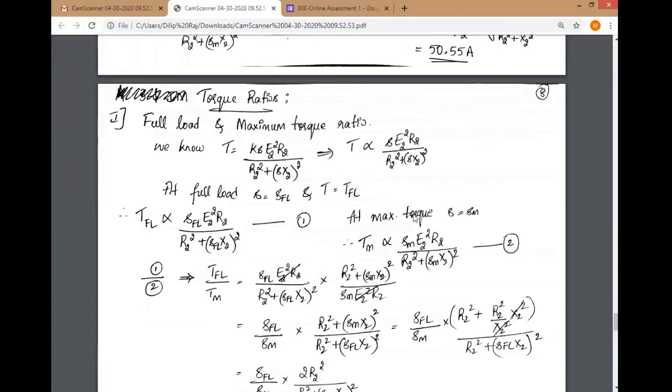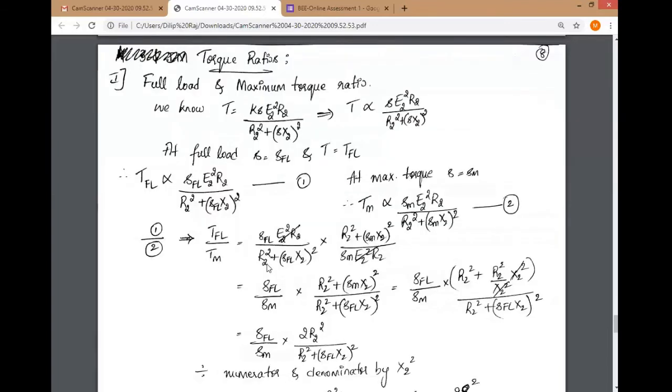For maximum torque, we know S is equal to Sm. So when S is equal to Sm, we get maximum torque Tm. Substituting S as Sm, we get equation 2, that is nothing but the maximum torque equation. Now we are looking for the ratio of full load to maximum torque. So taking equation 1 to equation 2 and simplifying, we get SFL by Sm into R2 square plus Sm X2 whole square by R2 square plus SFL X2 the whole square. E2 square R2 on both numerator and denominator get cancelled.